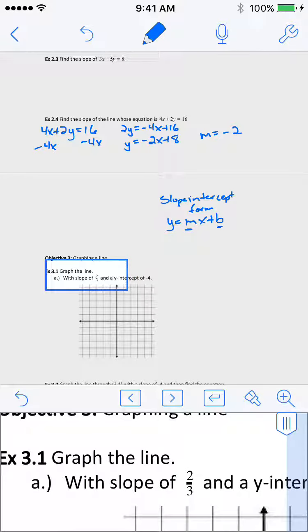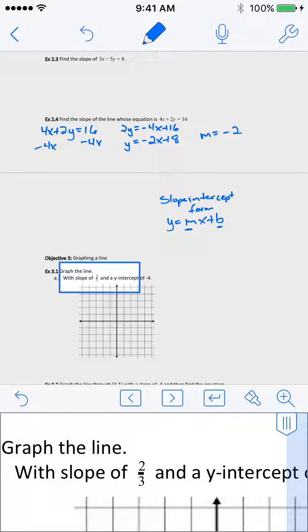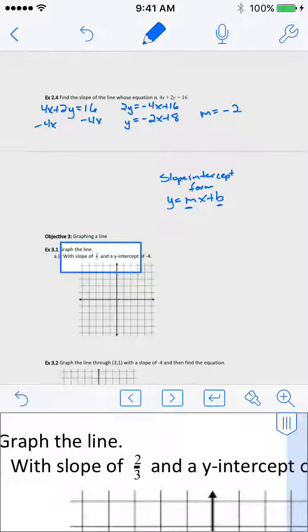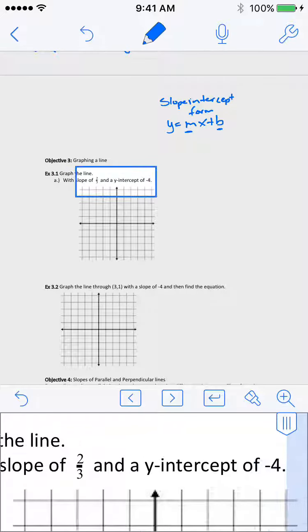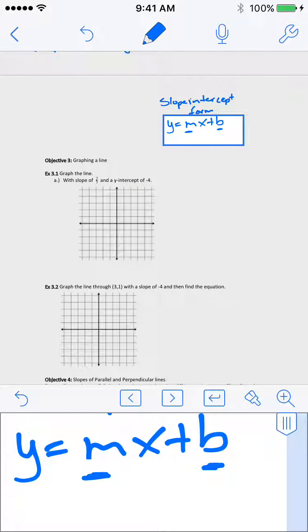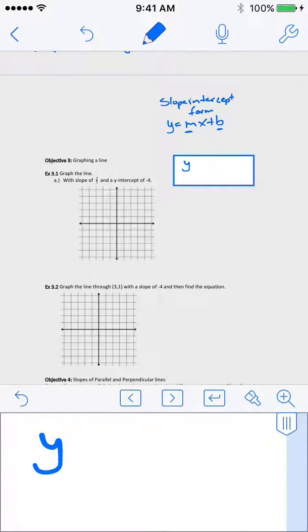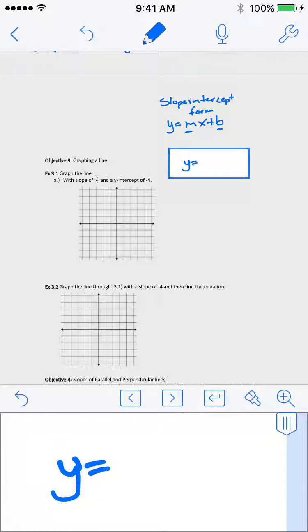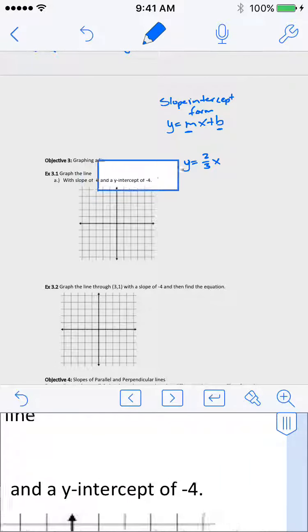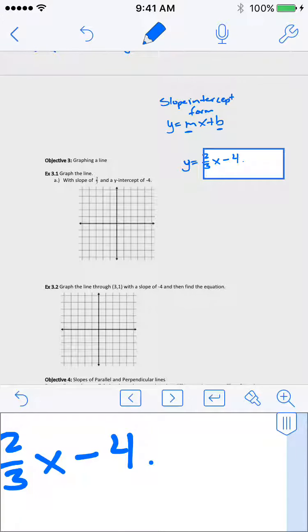Let's take a look at 3.1a. Graph the line with slope 2/3 and y-intercept of -4. Well, this sounds like the two pieces we need to create a slope-intercept form. So why don't we just go ahead and do that? So our slope and our y-intercept, just remind ourselves that m is our slope. So here, if our slope is specifically 2/3, that means m is 2/3. And if our y-intercept is at -4, then our b is -4. And we have our slope-intercept form.